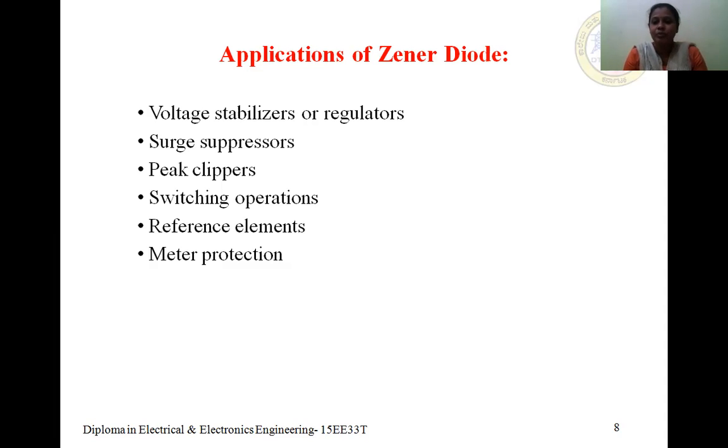Next, it is used in clippers. Clippers are used to remove a certain portion of a waveform, and the Zener diode can be used there. Again, the Zener diode is used for switching applications. Next, the Zener diode is used as a reference element also. And next, the Zener diode is used in meter protection. For example, in an energy meter, it can be used for protection. These are some of the applications of the Zener diode.